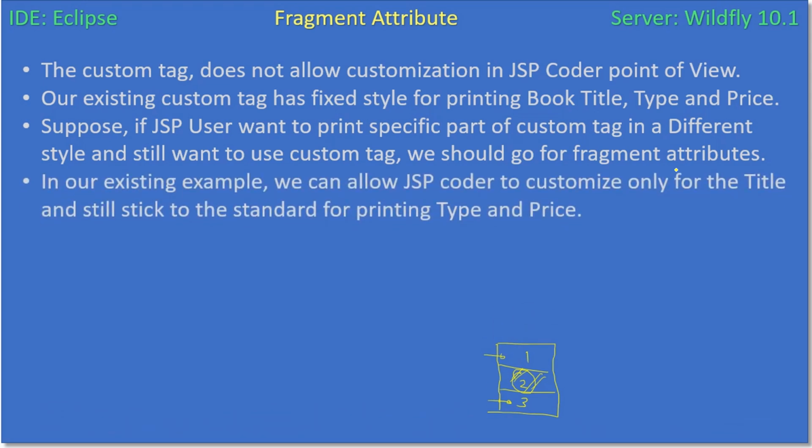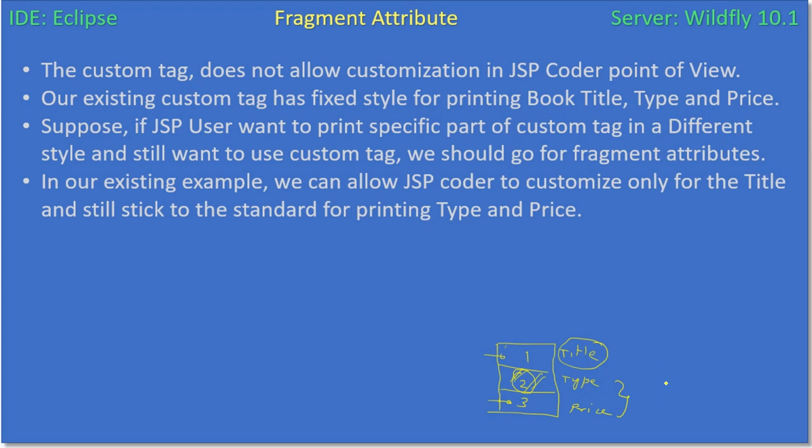So in this example, we will allow the JSP coder to customize only the title. One is the book title, the next one is the type, and the other one is the price. These are the 3 elements we are printing as part of our custom tag. In this example, we will see how to allow customization for the title part of the custom tag. Then we will still follow the standard for type and price.